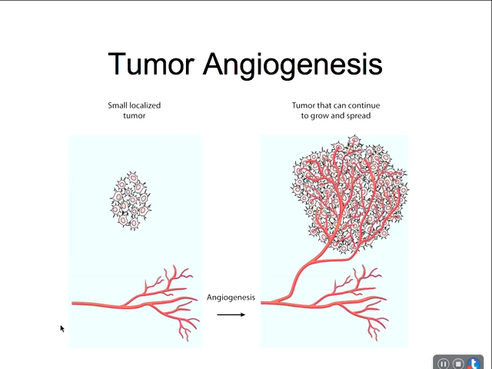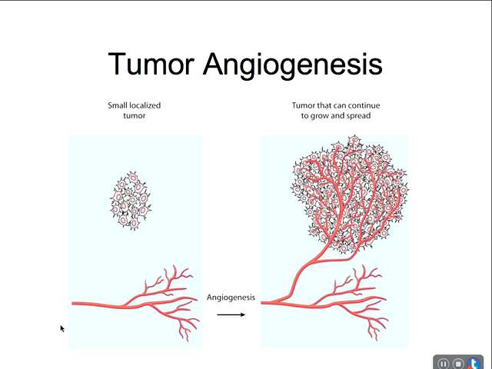So here, a little schematic, they're showing a small localized tumor. That small localized tumor will grow no larger than, the evidence shows, 2 millimeters maximum, unless it can trigger angiogenesis and get vascularization to the area to increase its nutrient feeding. So it can't get any larger without that triggering.